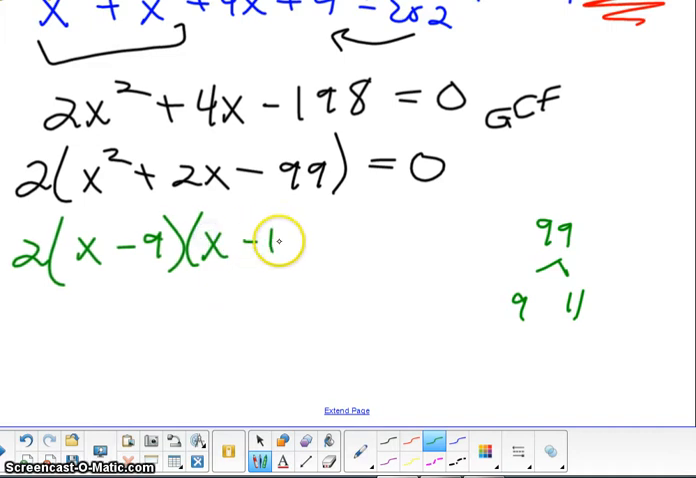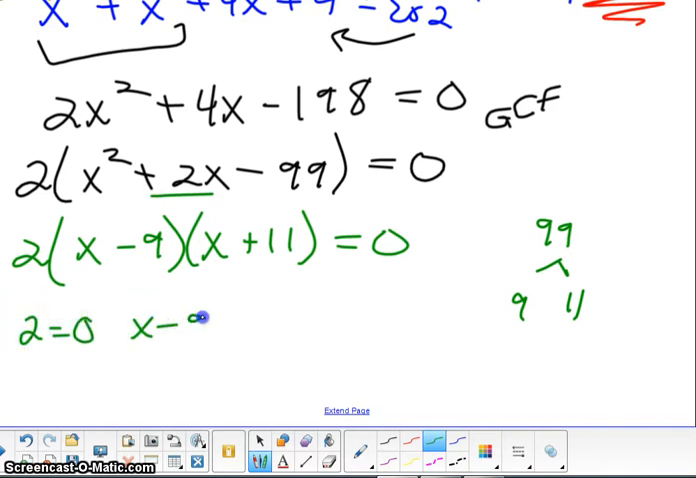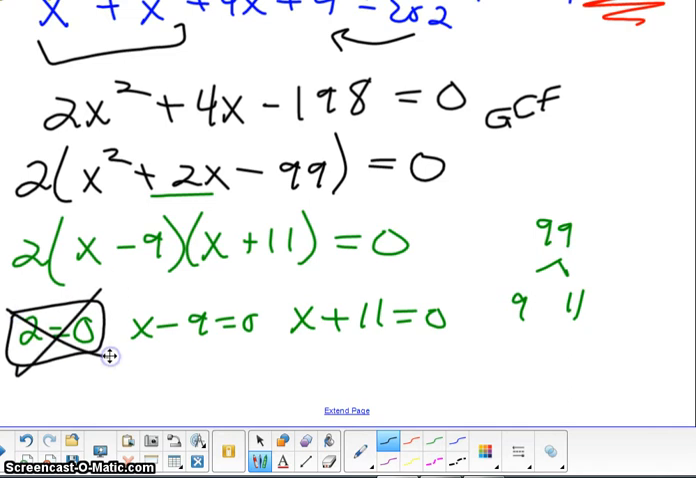Now for the signs. What are the signs going to be? This one would have to be positive in order to get a positive 2. And then set everything equal to 0, because the zero product property will help us determine what the values of x are. There is no x value in this, so we don't even need to bother with it. X equals 9 and x equals negative 11. Now it did say positive odd integers, so that means the negative 11 is out.